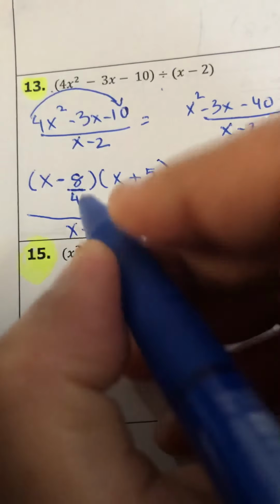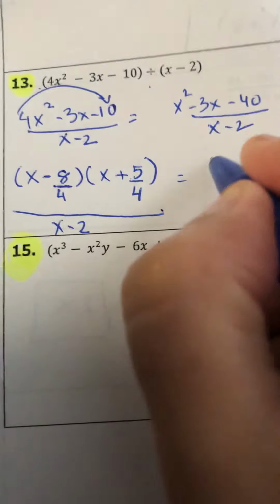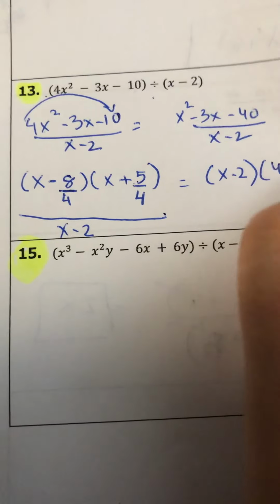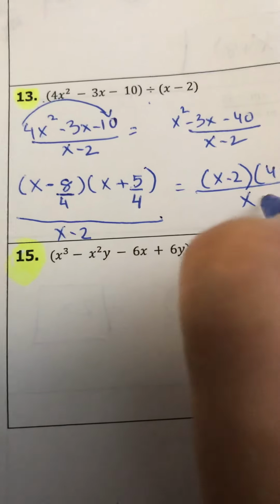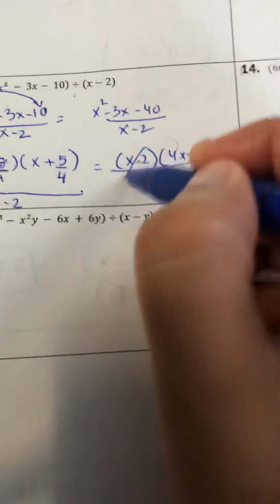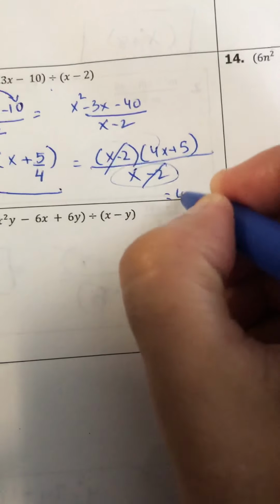Don't forget this part. When I reduce it, it becomes x minus 2 and 4x plus 5 over x minus 2. Now they both have the same factor. x minus 2 is one factor, and here is the other. They can cancel out, and my final answer I'm left with is 4x plus 5.